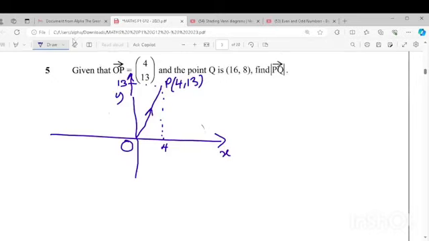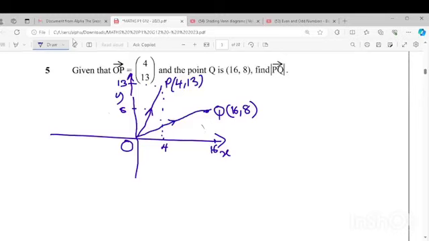Q is (16, 8). So we're going to assume that 16 is here, then 8 is somewhere, let's say here. So meaning that Q is here, (16, 8). So again, we can join from the origin to this point. Because it's starting from the origin, again, the direction of this vector is this.